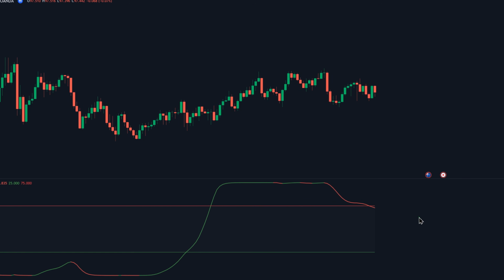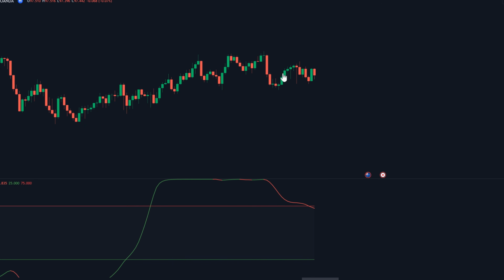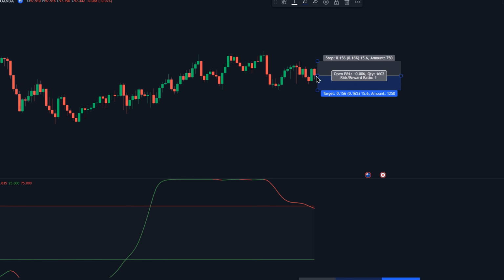For short positions, it's gonna be the opposite. So you would make sure that the STC line is colored red and then crosses under the upper plot. Once that happens, you start looking for short positions.